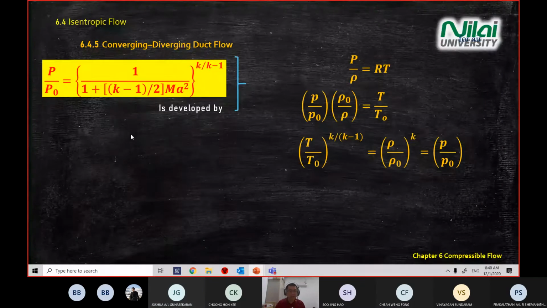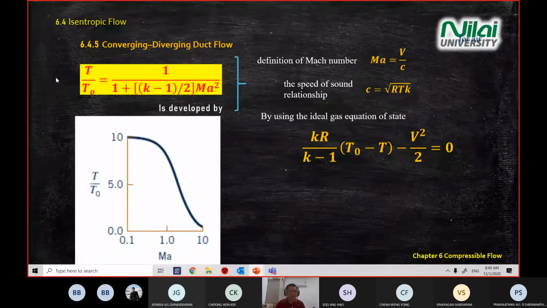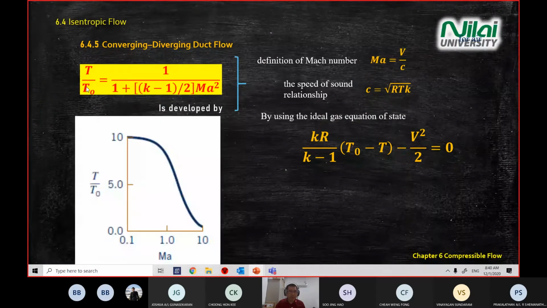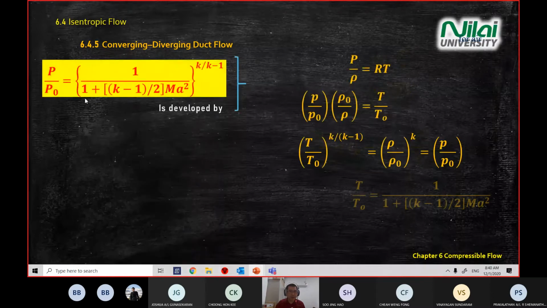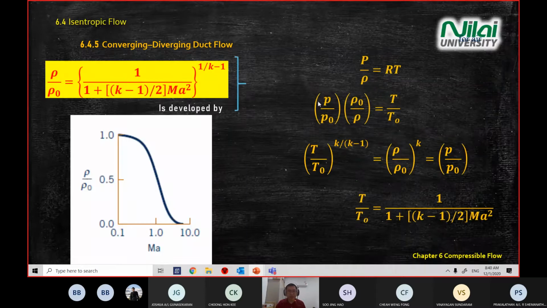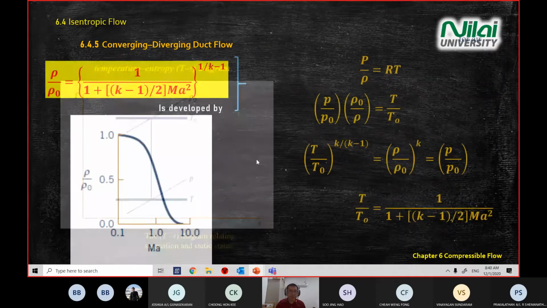So important, these three equations: P divided by P0, T divided by T0, with all these k and Mach number. As long as you see T0 or P0 or density 0, if you see this, then the flow is compressible and we need to use these three equations. The derivation you can read from my slides.